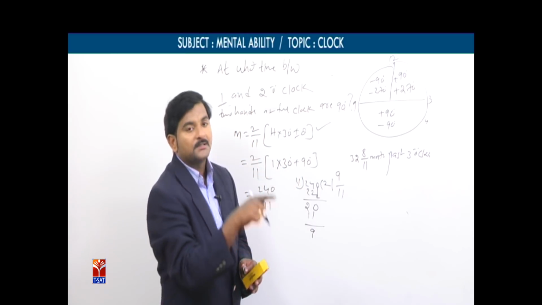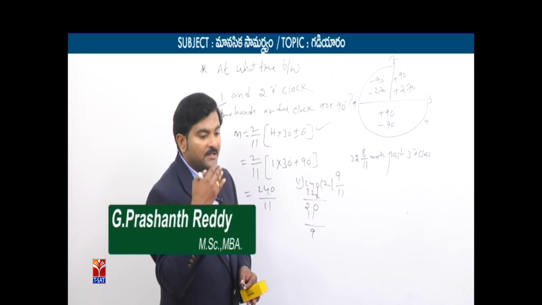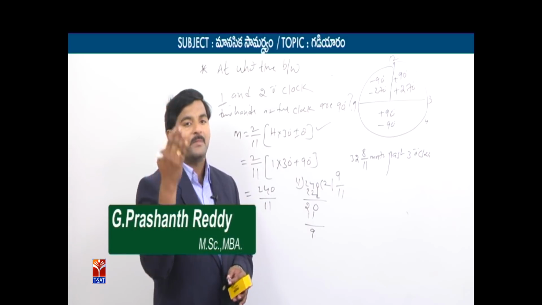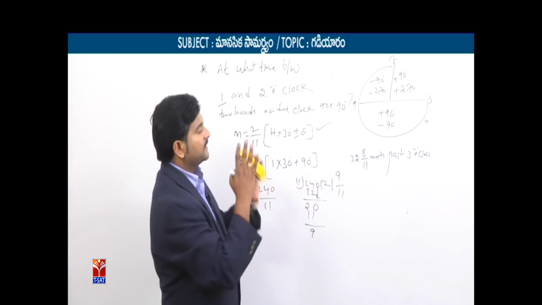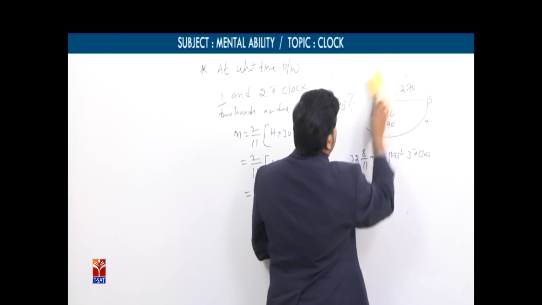And similarly 3 o'clock to 9 o'clock means plus 90, minus 90. Similarly from 9 o'clock to 12 o'clock means minus 90, minus 270. Just have a picture in the mind. Okay, so now this part I am going to erase.